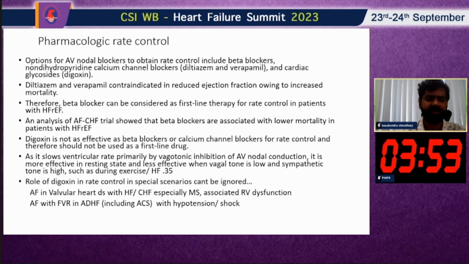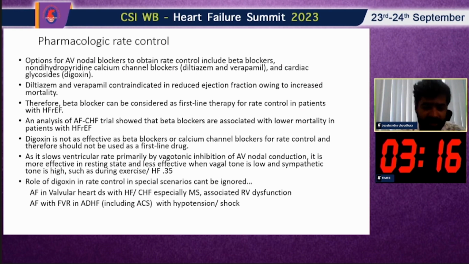Some analyses, like the CHF trial, showed that beta blockers are associated with lower mortality in patients of HFrEF with AF. Digoxin is not as effective as beta blockers in heart failure because it has a more vagotonic inhibition of AV nodal conduction. So in the resting state it is effective, but in the active state, when the vagal tone is low and the sympathetic tone is high, the rate control may not be as certain.